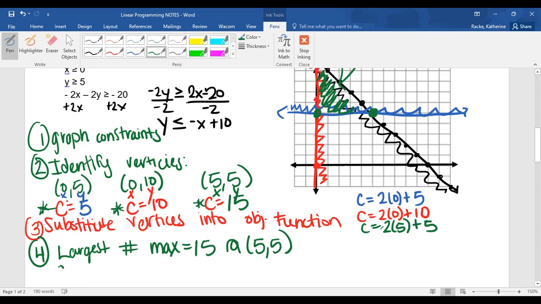And your smallest number is going to be the min. So our smallest number is 5 here. And that point is going to be 0, 5. And that is all you have to do for that problem.